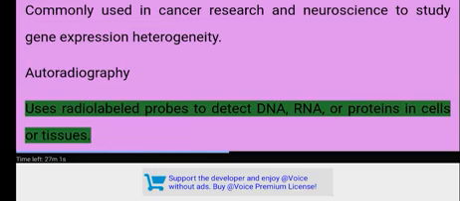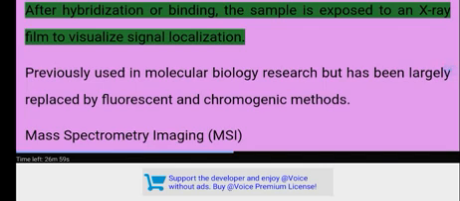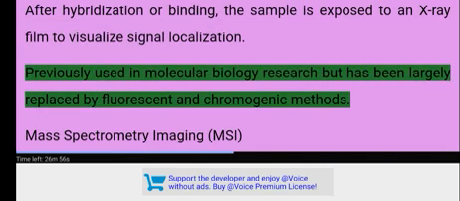Autoradiography. Uses radiolabeled probes to detect DNA, RNA, or proteins in cells or tissues. After hybridization or binding, the sample is exposed to an X-ray film to visualize signal localization. Previously used in molecular biology research but has been largely replaced by fluorescent and chromogenic methods.